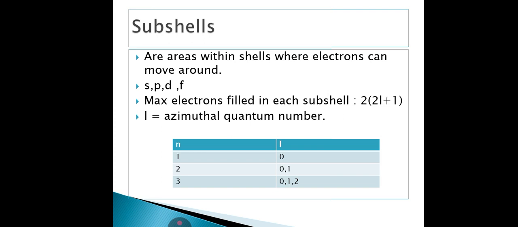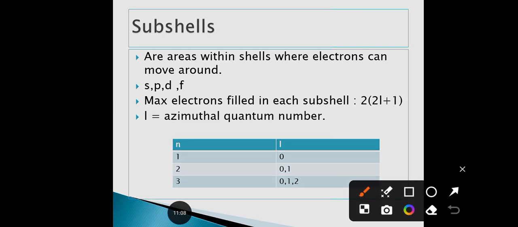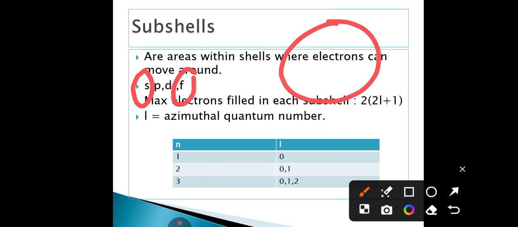Now, how many subshells are there? S, P, D, F. There are 4 subshells. What is the meaning here? It's very simple. I can expect an electron to be in an S orbital, or I can expect an electron to be in an F orbital, not just randomly in the shell. If this is the nucleus and the shell, the electrons are not just haphazardly in the shell. In the shells, there are these orbitals.